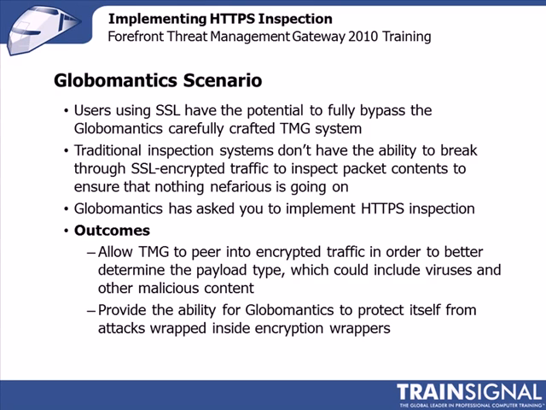GlobalMantics wants to make sure that the company is protected even if users try to bypass their inspection systems using this encrypted traffic. HTTPS inspection can provide the ability for the company to protect itself from attacks that are wrapped inside encryption wrappers.